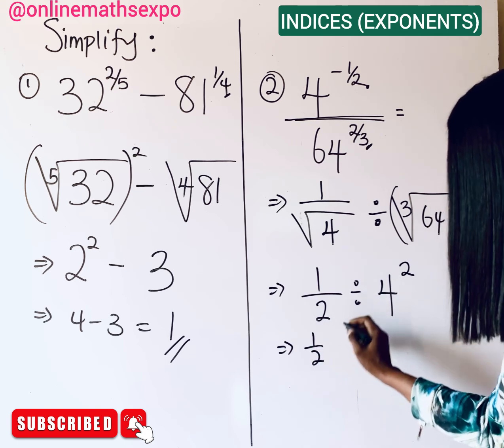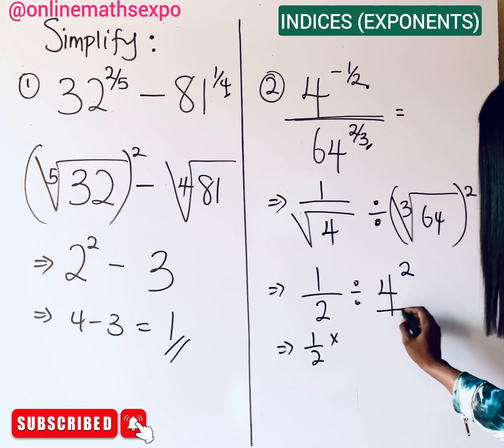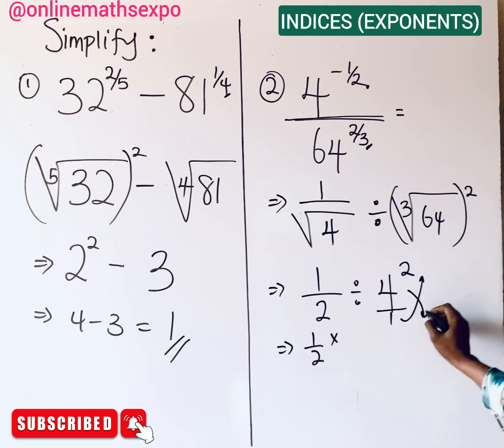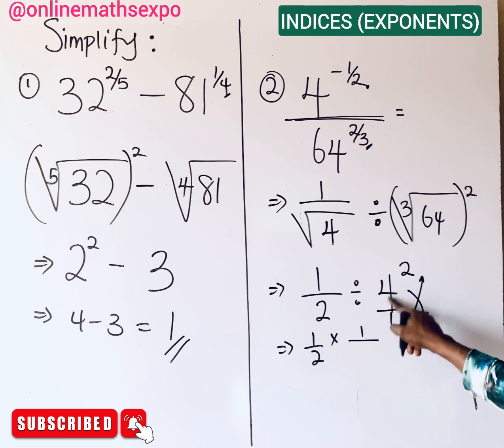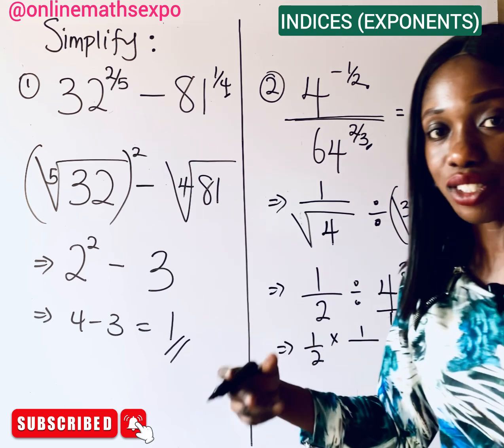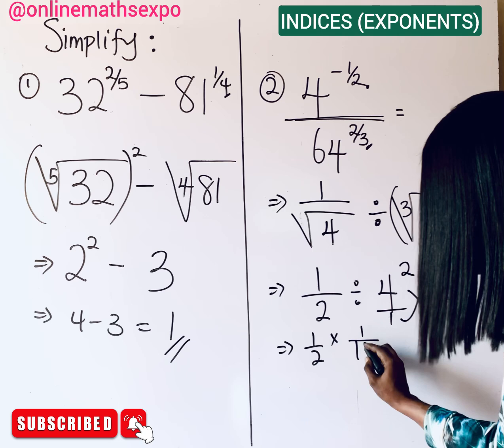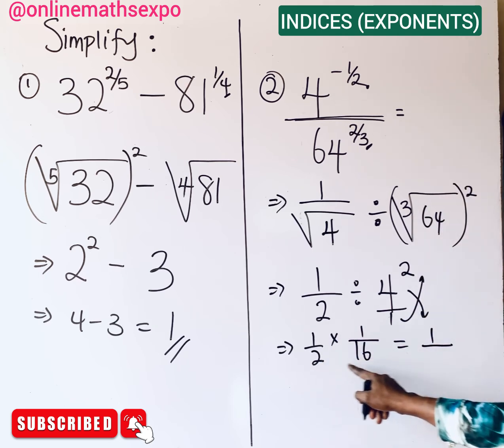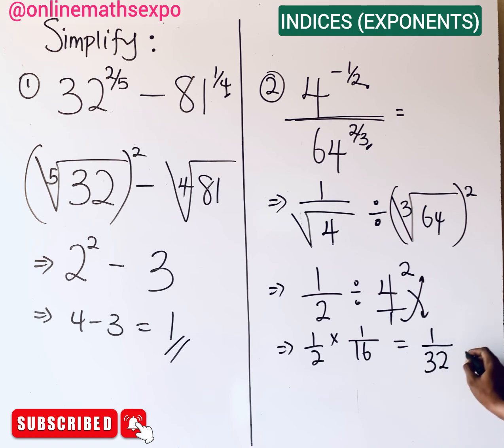The division sign we change to multiplication. Remember, this is over 1. And when it changes, you reverse. So we're going to have 1 over 4 raised to the power of 2, which is 4 multiplied 2 times to give us 16. And this will give us 1 multiplied by 1 is 1. And this will give us 1 over 32. And this becomes our answer.